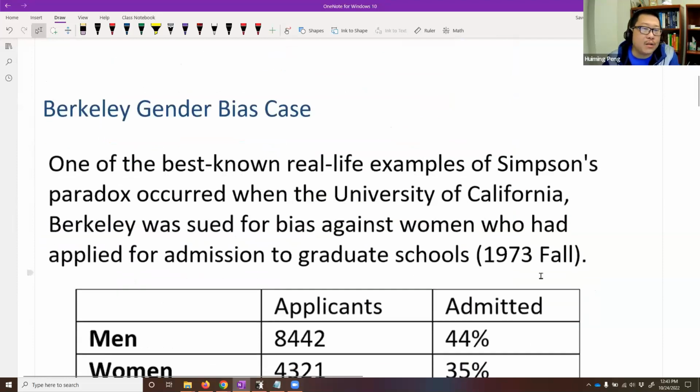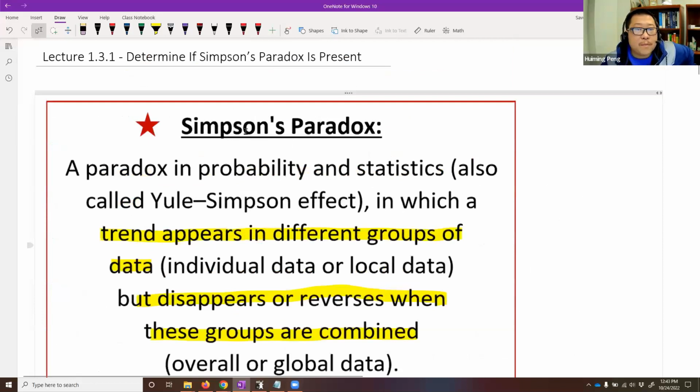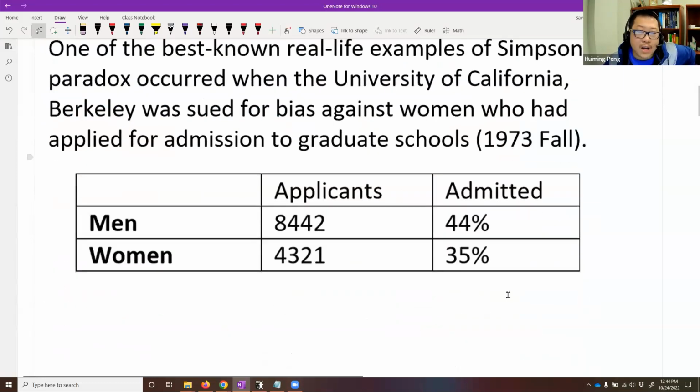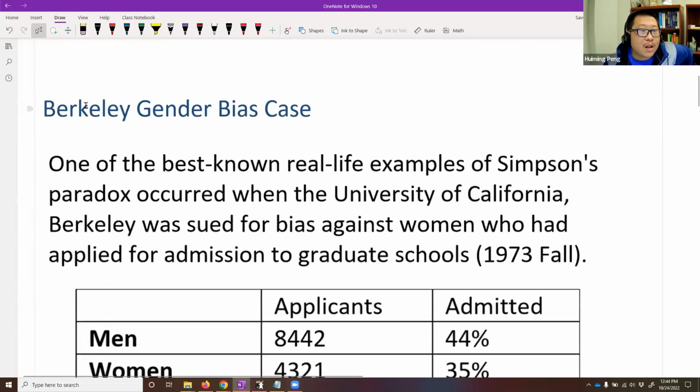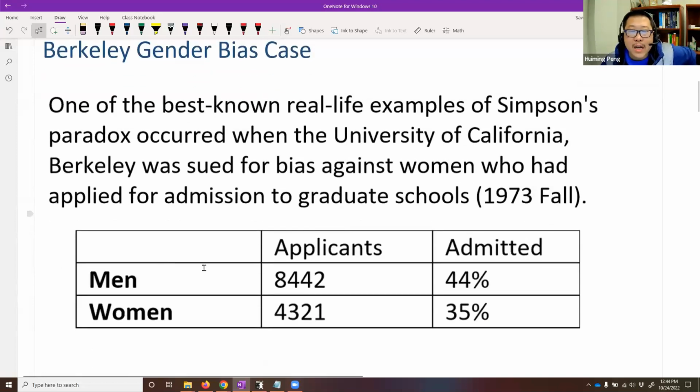Now we come to the Berkeley gender bias case, a case in history. This is a real case. Simpson is the person who published the report, so we call it Simpson's paradox. It's not long ago, you can see it's 1973-74, at the University of California, Berkeley.